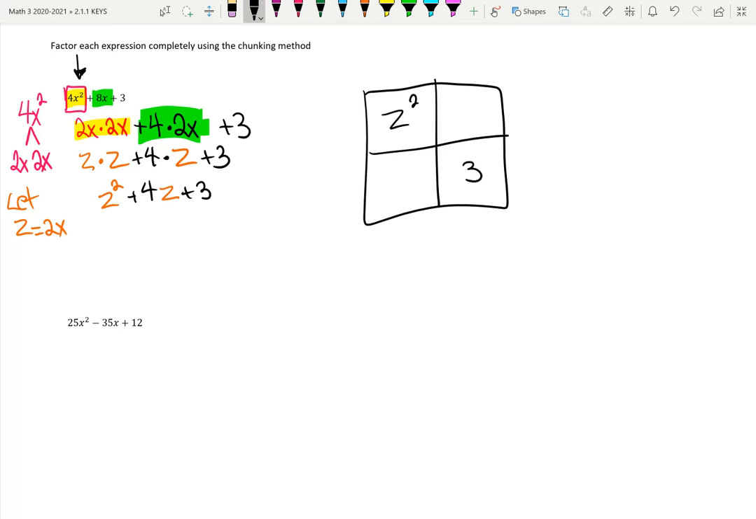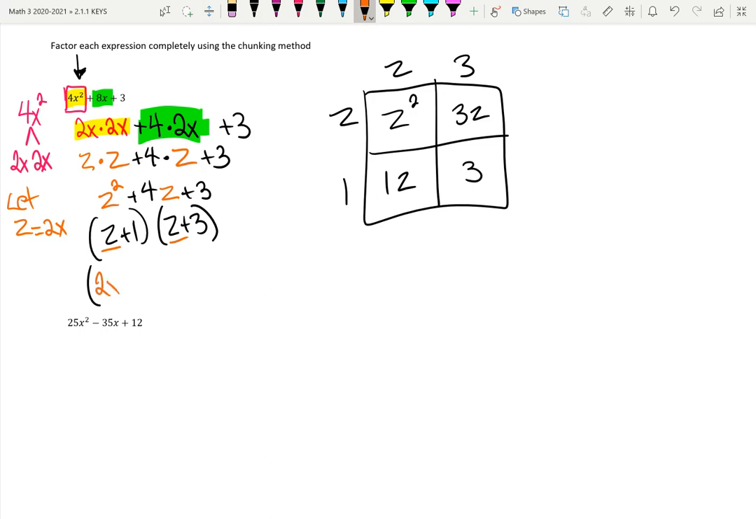Z squared, 3, I need to make a 4z, so notice how I was able to factor it. This is going to turn into z plus 1 times z plus 3. Now my original problem had x's in it, so I'm going to swap it back, and it's going to be 2x plus 1 times 2x plus 3. This is called chunking. It's whenever you see that the first term is a square.